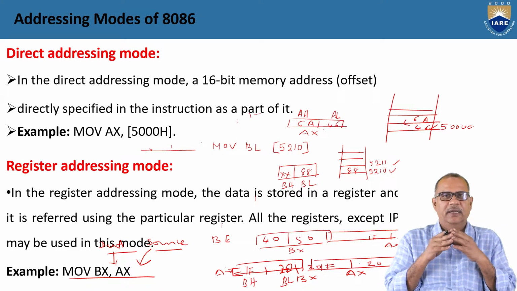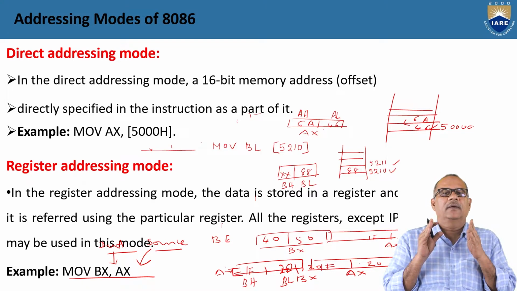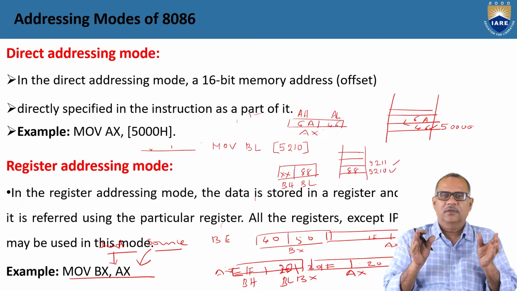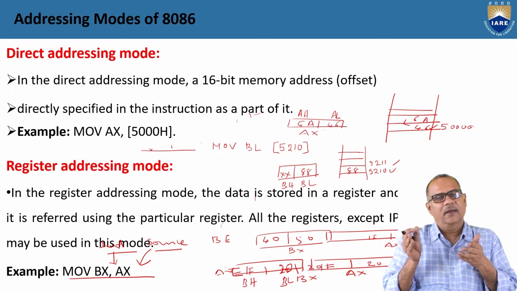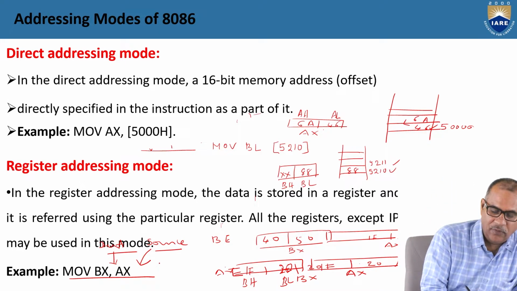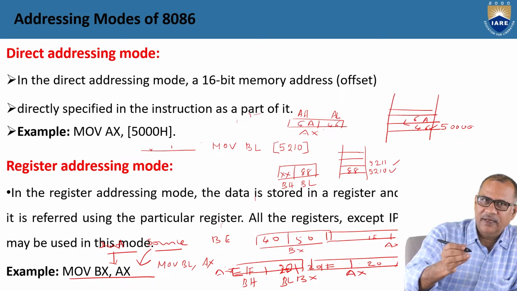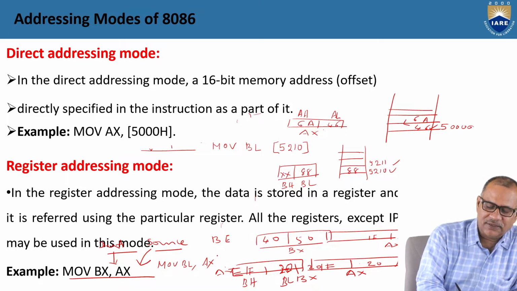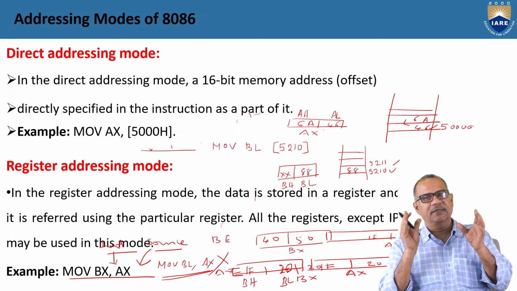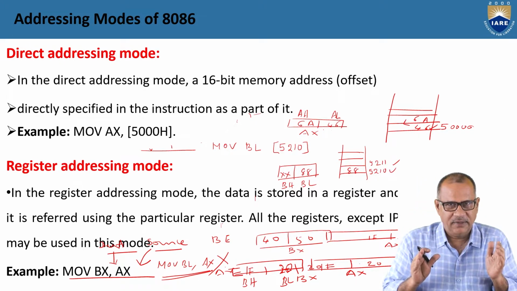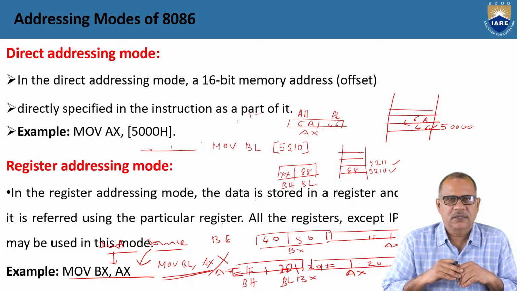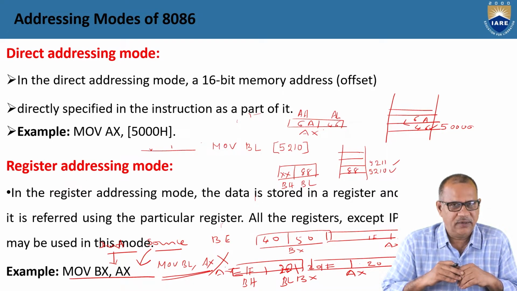And please understand one thing here, that the source and destination registers should be of the same size. So you can say MOV BL, AL, but you cannot say MOV BL, AX, because AX is a 16-bit register and BL is an 8-bit register. So this is not a valid instruction. Both the source register and the destination register should be of the same size. So this is all about the register addressing mode.